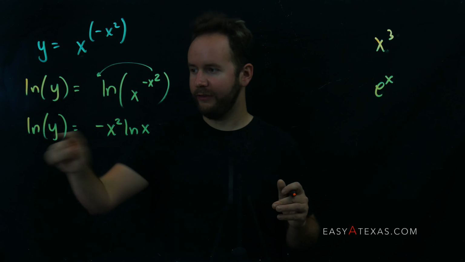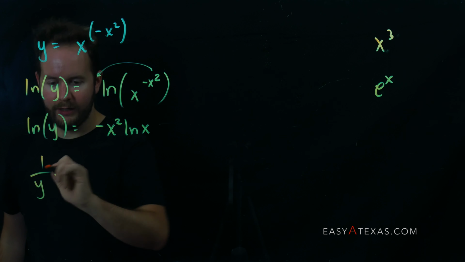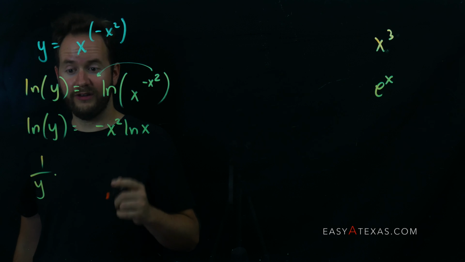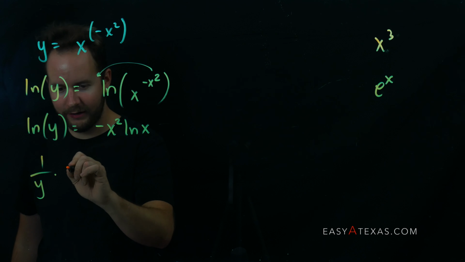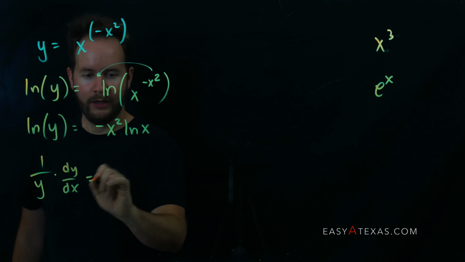So I'm going to take the derivative of both sides. The derivative of ln of y is 1 over y. Don't forget your implicit differentiation rules would say that anytime you take the derivative of y, you got to tack on a dy dx. How about the right-hand side?